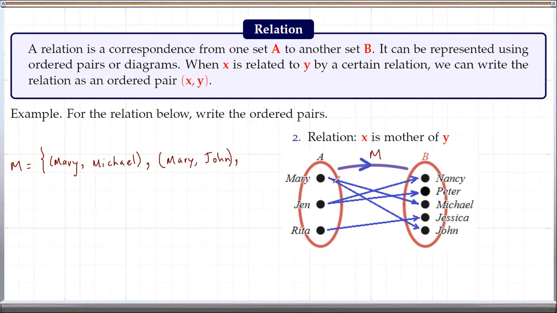We are done with Mary. Next one is Jane is being mapped to Nancy. And Jane is also being mapped to Peter. So (Jane, Peter). And the last one is Rita is being mapped to Jessica. So this relation contains these 5 ordered pairs.